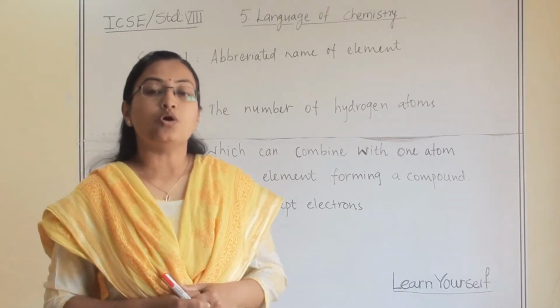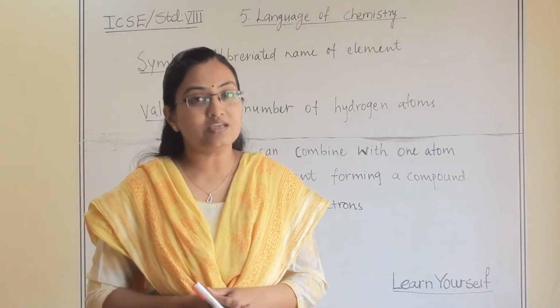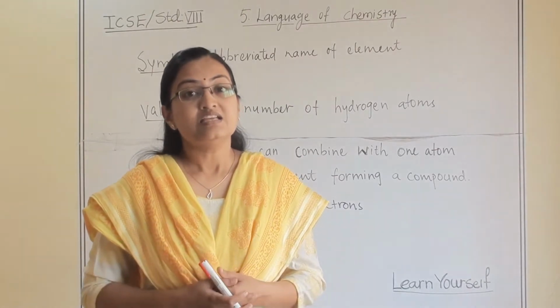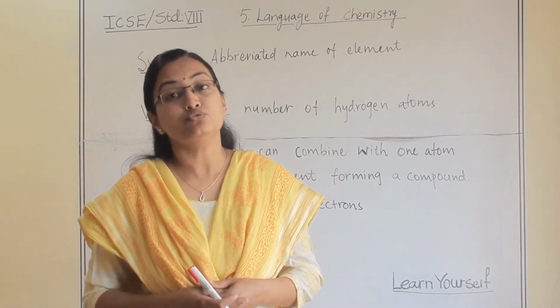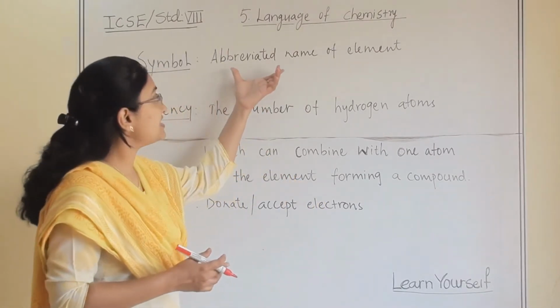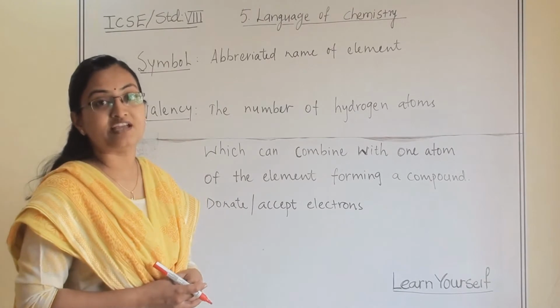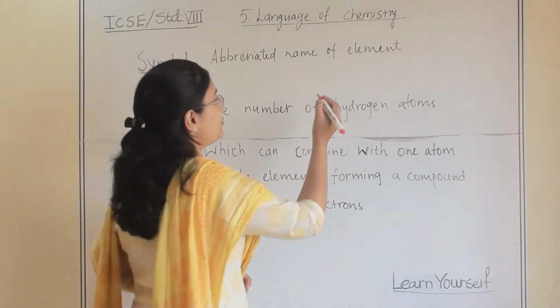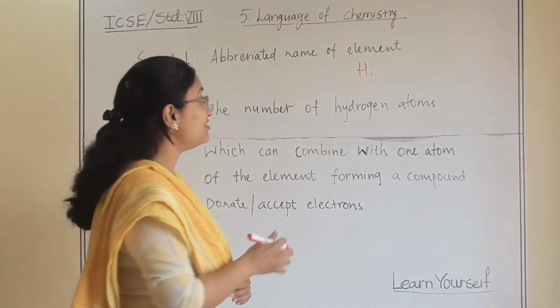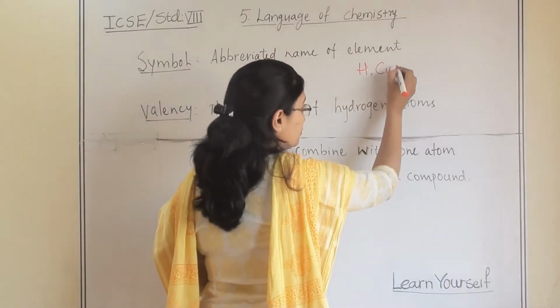Symbol means what all elements we do have in our modern periodic table. There are certain signs and symbols for those elements, and they are also called the abbreviated name of the element. For example, hydrogen. So for hydrogen we are using H. For copper we are using Cu.